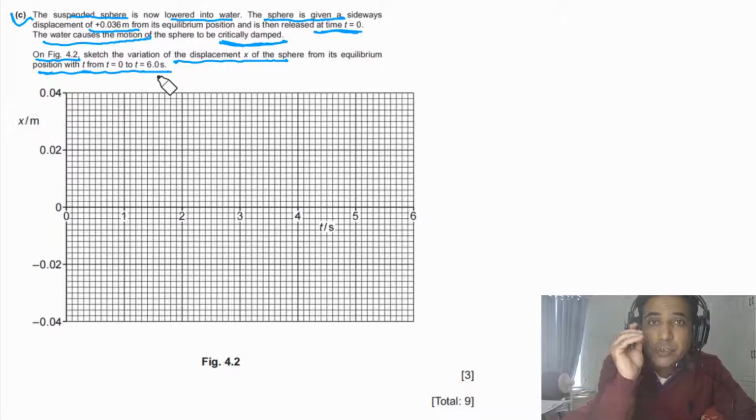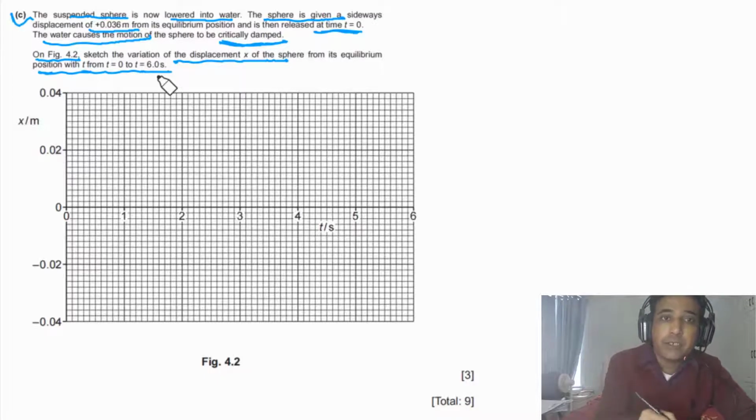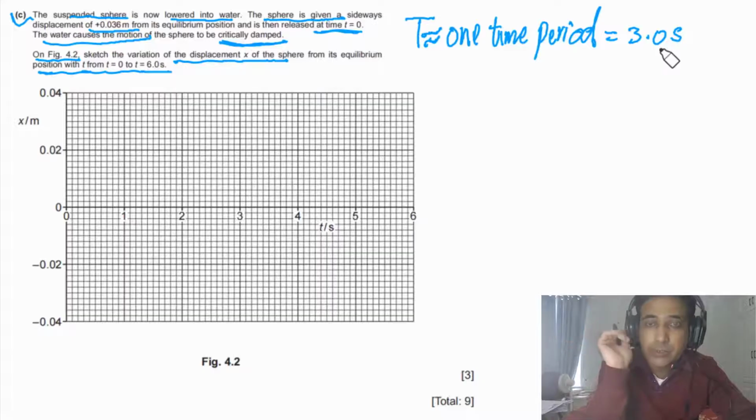Now the key point is that we need to understand when oscillations are critically damped, what is the time taken? Time taken is about equal to one time period. So this is the key concept, about one time period. And in this case, we have already discussed that time period is equal to 3.0 seconds. And this is given to you in the question.